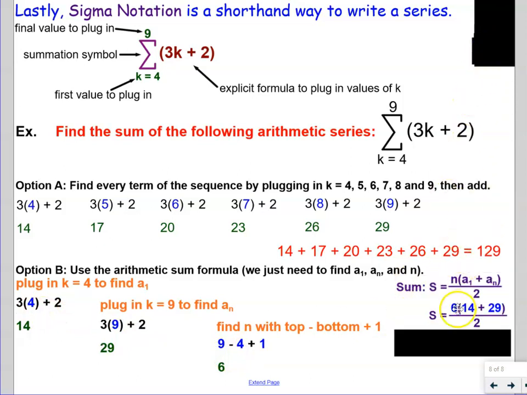So I plug in 6 for n, 14 for a1, 29 for an, all over 2. And I'm going to type it on the calculator. I'm not going to do it step by step. And I get 129. And that's it. That's everything about arithmetic sequences and series.